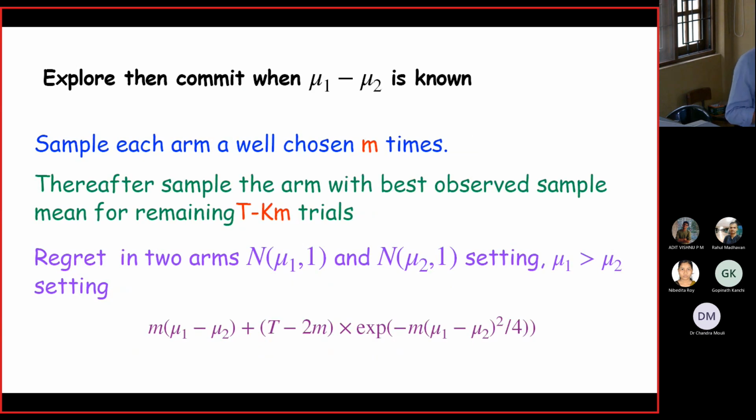So let me just motivate this with a very simple setting. Explore, then commit. Let me assume there are two arms only. K arms, except that we have K here. Actually, this K should be 2 here. And mu1 minus mu2 is known to me. So what I'll do is I'll sample each arm a well-chosen m times.